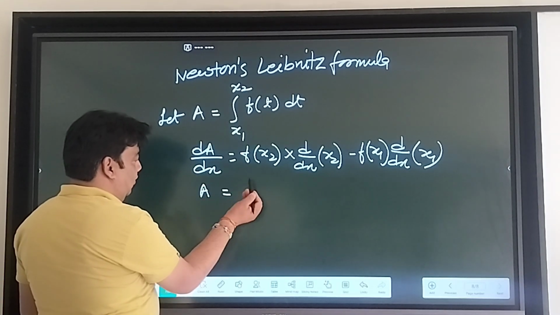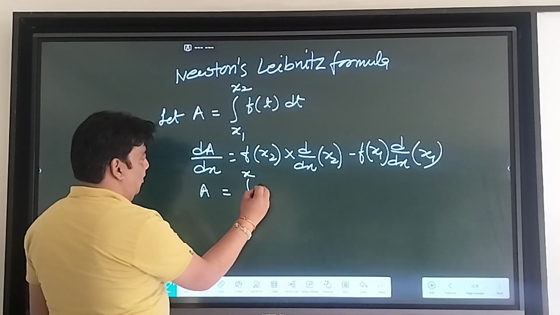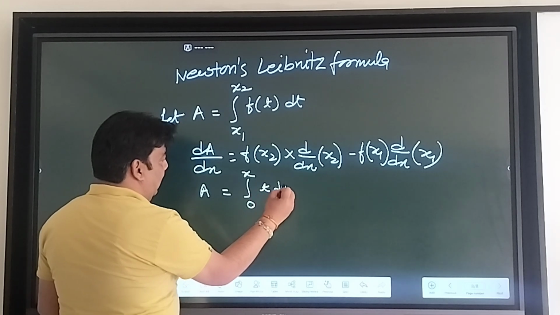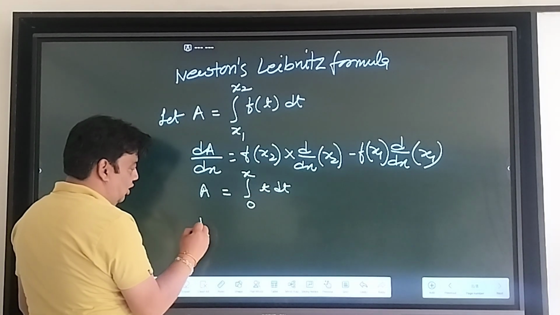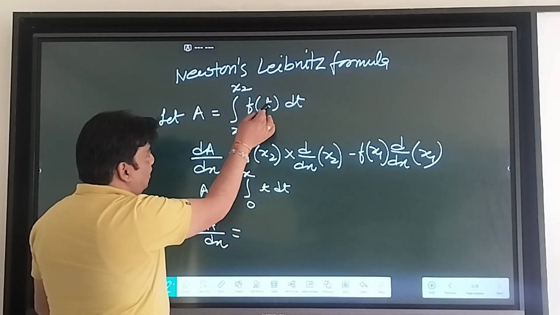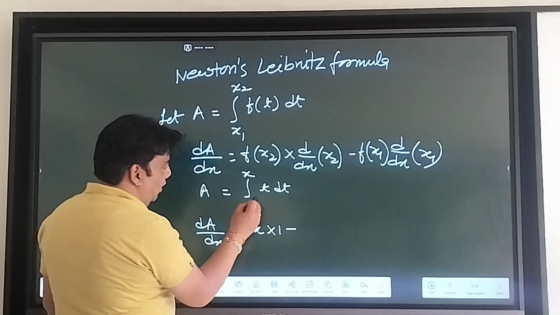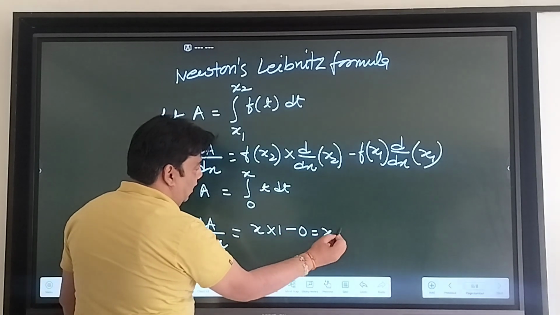Now suppose we have, for example, the integral from 0 to x of t dt, and I have to differentiate it. With the help of this formula, replace x2 by t. So x would be here, into the differentiation of x, which is 1, minus 0. So the answer would be x only.